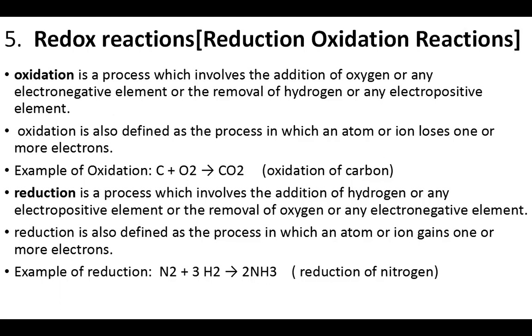Now, oxidation is also defined, in terms of electrons, as the process in which an atom or ion loses one or more electrons. For example, for oxidation, carbon plus oxygen results in carbon dioxide. So there is oxidation of carbon, whereby oxygen is added to carbon to result in carbon dioxide.